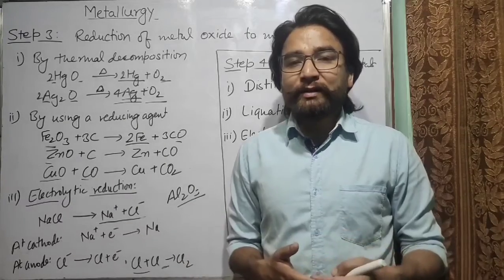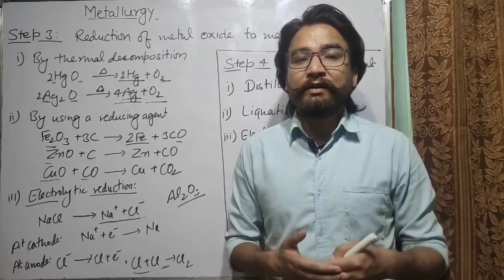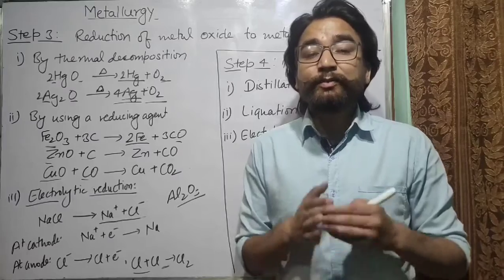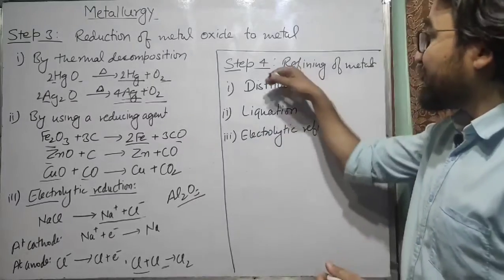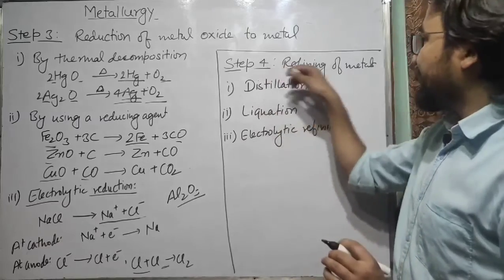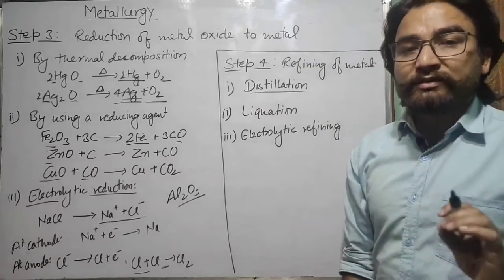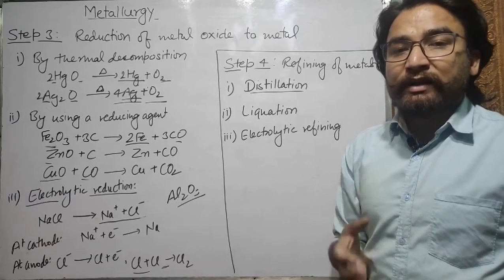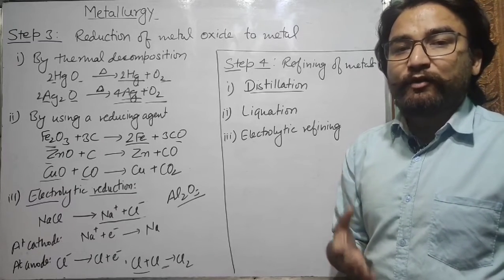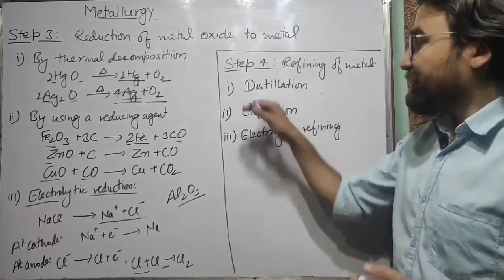Now after we get the metal, there is the last step, that is refining of metal, in which the metal is purified. There are various methods. We will discuss some of these methods of refining of metals. One is distillation. In the method of distillation, generally the metals which have a very low boiling point can be purified. So what happens in this method?